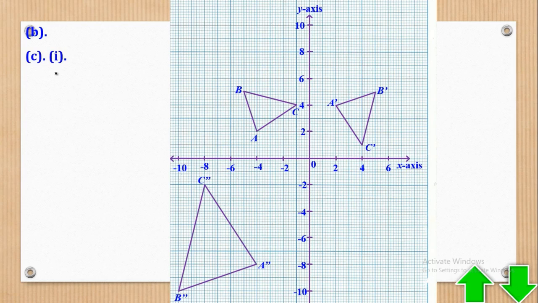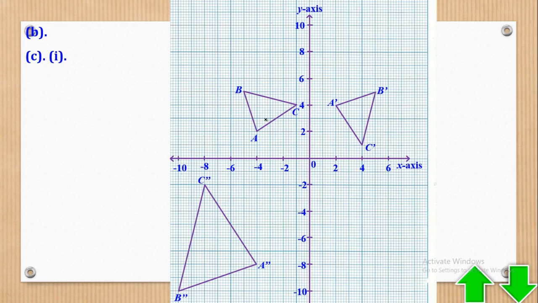In part C, Roman 1, they wanted you to describe the transformation T, the transformation from ABC to A prime, B prime, C prime. For you to do that, it is either reflection, enlargement, or rotation. Now this one cannot be reflection because these are not the same distance. This is C and this is A. This is A, this is C, so they cannot be the same, because reflection means that they are equidistant.